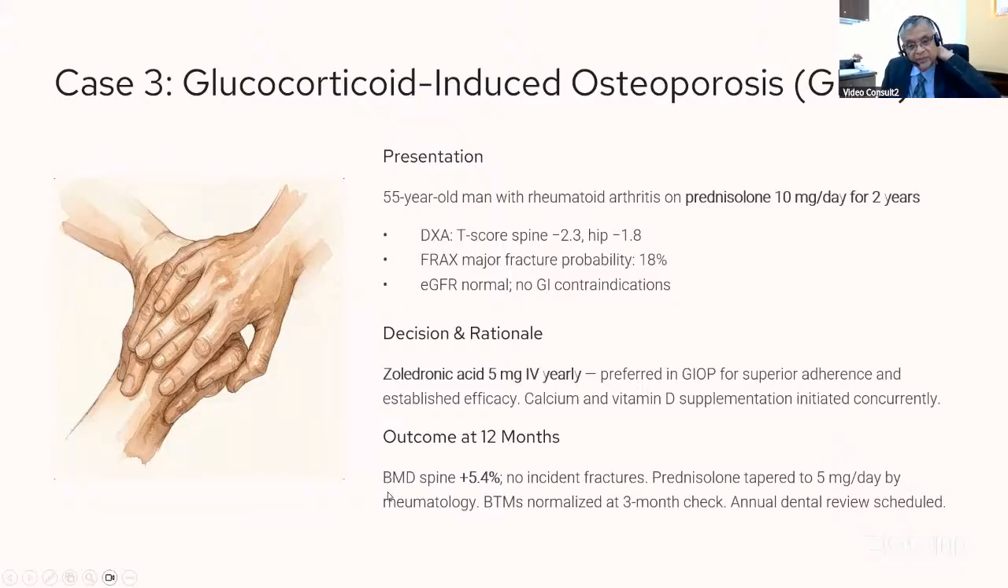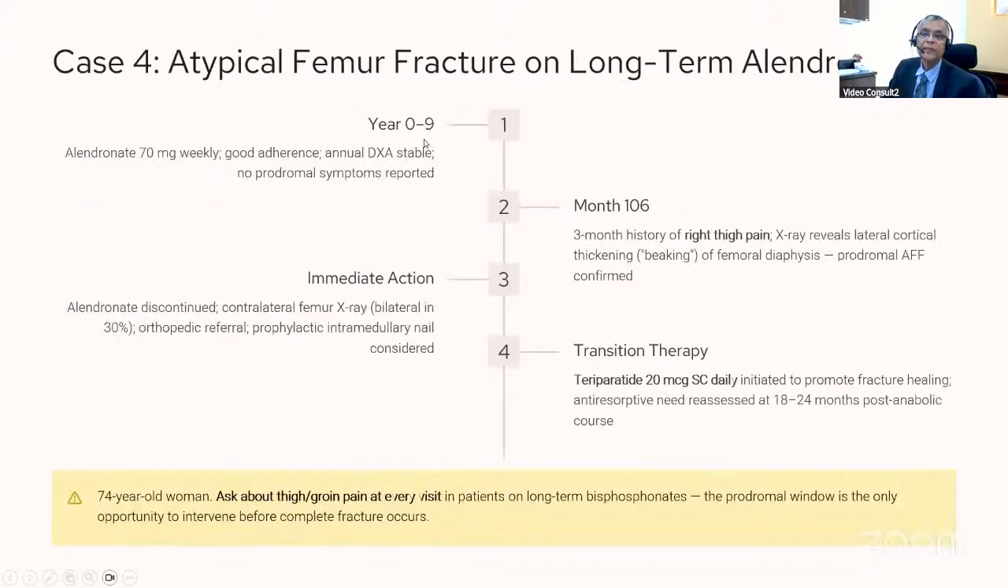Outcome at 12 months, BMD spine plus 5.4, no incident fractures, prednisolone tapered to 5 milligrams a day, and bone turnover markers normalized at the third month. Annual dental review is scheduled. So you use zoledronic acid, and prednisolone has to be tapered in patients with glucocorticoid osteoporosis. Fourth, atypical fractures in long-term alendronate, good adherence, annual DEXA stable, no prodromal symptoms reported.